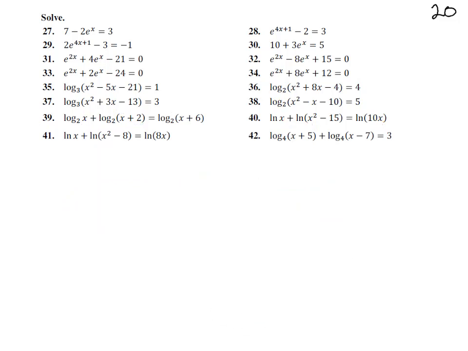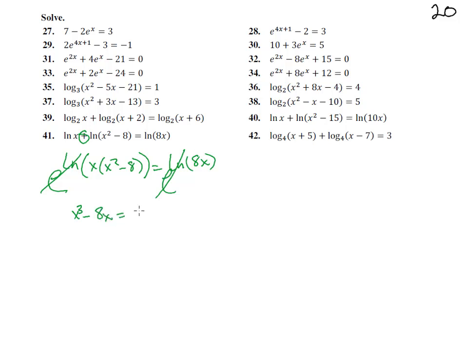Let's go to number 41. We've got this similar situation here. Let's combine it. Ln of x times x squared minus 8 equals ln of 8x. If we e to the both sides, those cancel, and we get x cubed minus 8x equals 8x. It's a polynomial now, so we can get it equal to 0. X cubed minus 16x equals 0.